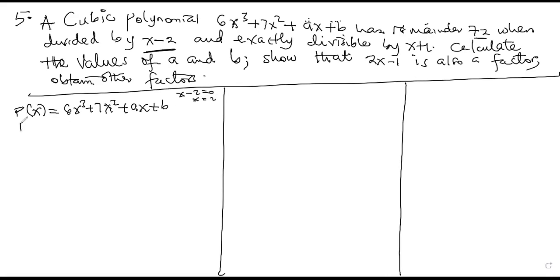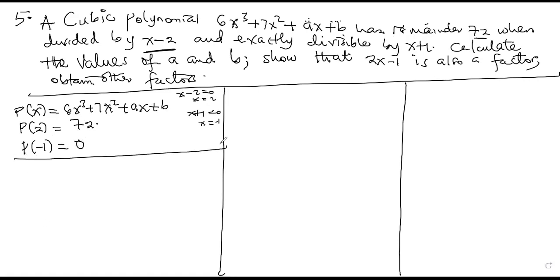So you look for p of 2, and p of 2 will be equal to 72. We shall do that and we get it. Then another thing they told us is that it is exactly divisible by x plus 1. It means that if you equate x plus 1 to 0, you're going to get x is equal to -1, implying that p of -1, since it is divisible, the remainder is 0. After knowing this, then you are ready.